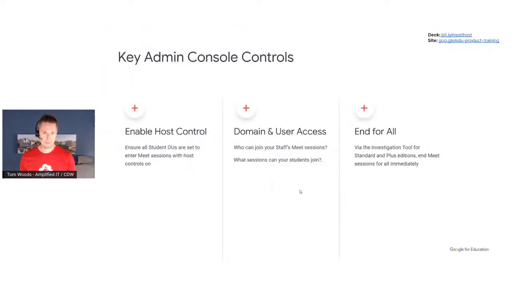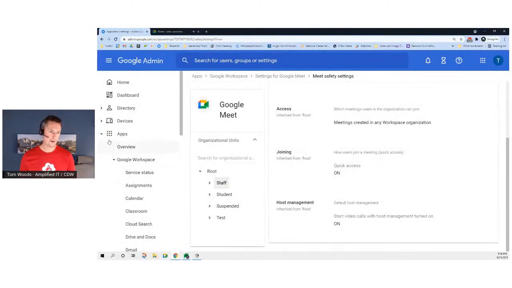All right. The last piece here, and to probably answer Dee's question, we do have an ability now from a top-level admin console perspective to end meetings for all. This is a tool that you get with Workspace for Education Standard or Workspace for Education Plus editions that contain the investigation tool and all the security features. So it's not something that Teaching and Learning Upgrade would have, but if we have Standard or Plus, we would have this given the investigation tool. So we're going to jump back over here and we're going to open up the investigation tool under security.